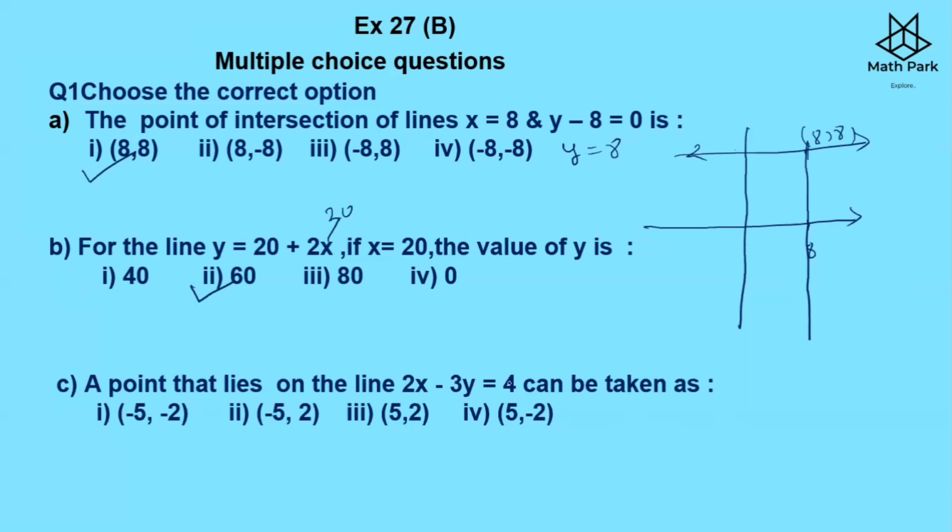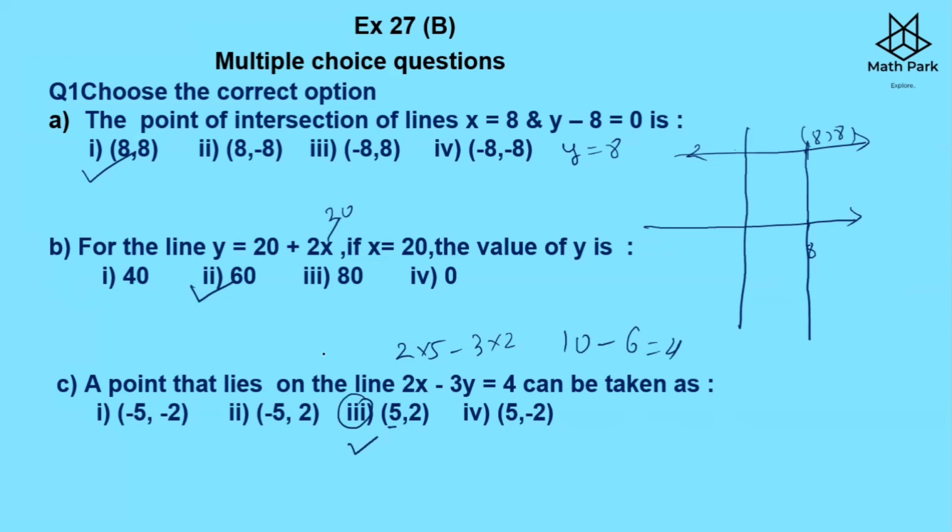Now, since the value of 2x minus 3y is positive, let me put these values of x as 5 and y as 2. So 2 times 5 minus 3 times 2. So 2 fives are 10 minus 3 times 2 is 6, which is equal to 4. So the correct option is the third one.